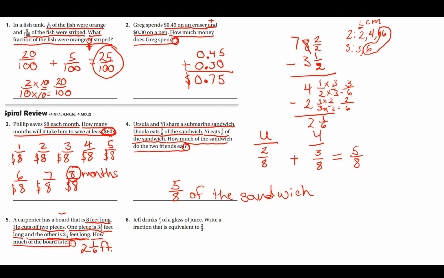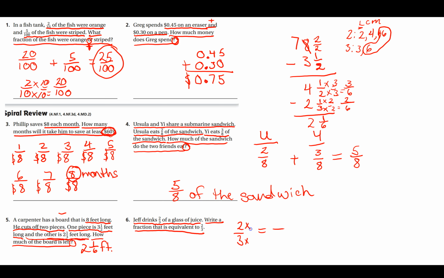Oh, where'd my mouse go? Okay, number 6. Jeff drinks 2/3 of a glass of juice. Write a fraction that is equivalent to 2/3. Well, this one's going to be nice and easy for us. We have 2/3. We need an equivalent fraction, and since it can be any equivalent fraction, we get to pick.